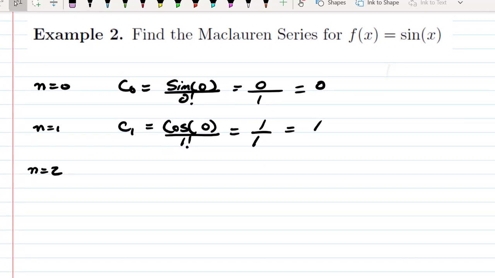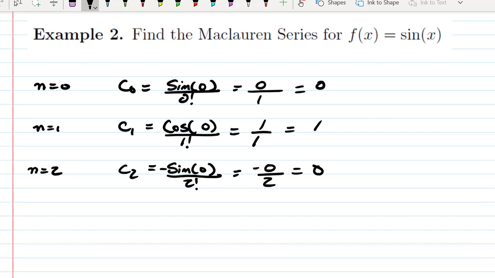For n equals 2, we get c sub 2, and we had the derivative of sine was cosine. The derivative of cosine is negative sine, so that's going to be the negative sine of 0 over 2 factorial, which is negative 0 over 2, which is 0. For n equals 3, we would have c sub 3 equals, the derivative of negative sine is negative cosine of 0 over 3 factorial. Cosine of 0 is 1, so that's negative 1 over 3 factorial, so that's going to be negative 1/6.